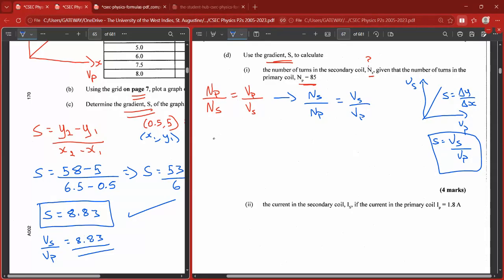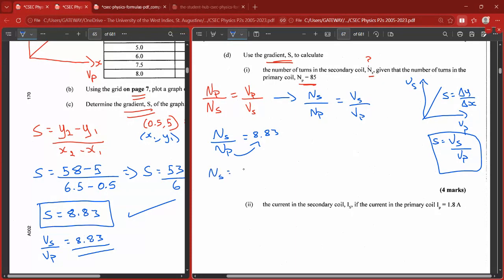So I have Ns over Np is equal to 8.83. Here, across the Np, I have to multiply the 8.83 by Np. So Ns is equal to 8.83 times Np. So this would be 8.83 multiplied by Np, but where's Np? Np is 85.